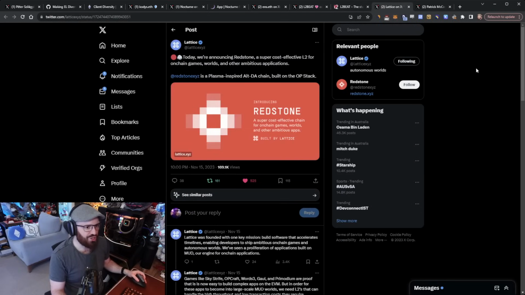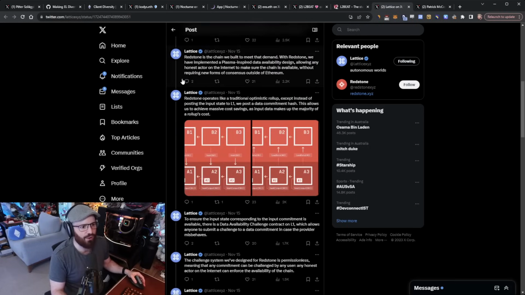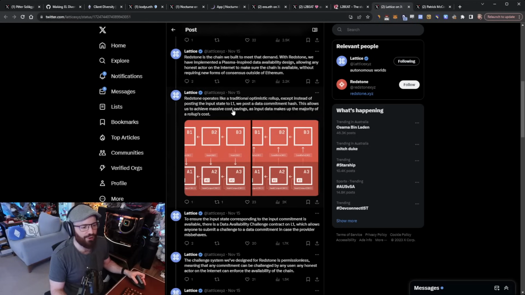All right, Lattice, which is a team building autonomous worlds, has announced their own L2 today called Redstone. Now, the funny thing about this is that this L2 is actually using the plasma construction, or the plasma exit games, that I talked about yesterday that Vitalik highlighted. So they're calling Redstone a plasma-inspired alt-DA chain built on the OP stack. Essentially the TLDR of what it is, you can see here: Redstone operates like a traditional optimistic rollup, except instead of posting the input state to L1, we post a data commitment hash. This allows us to achieve massive cost savings as input data makes up the majority of a rollup's cost.